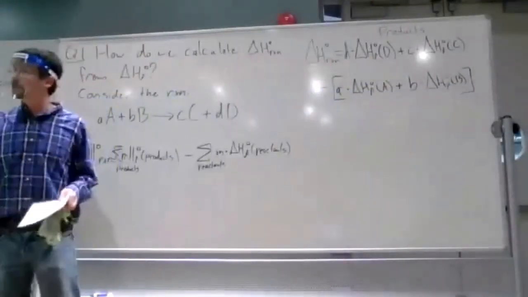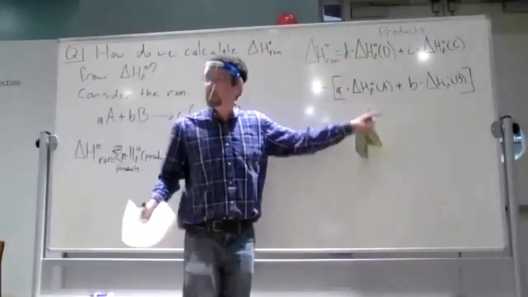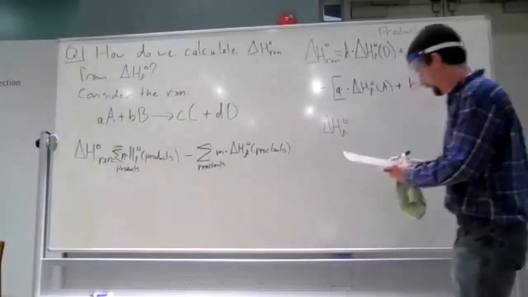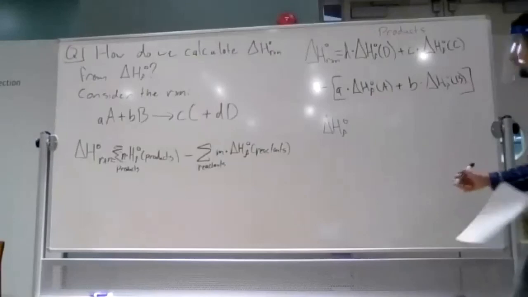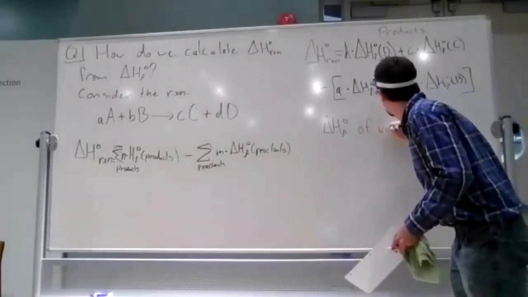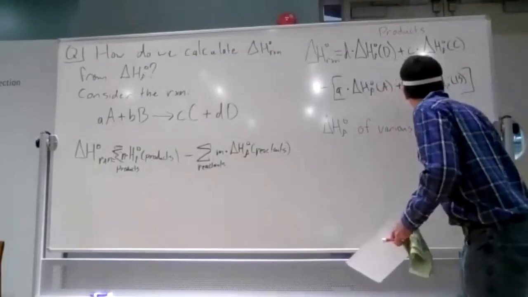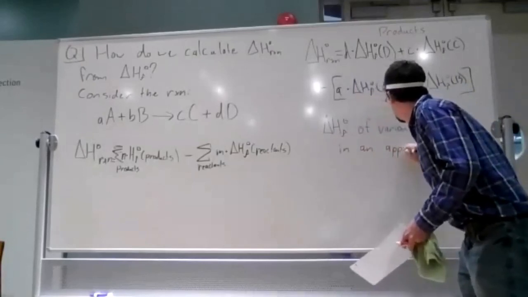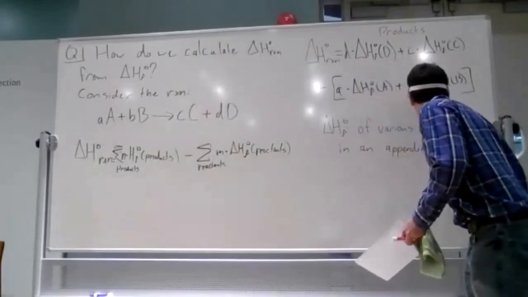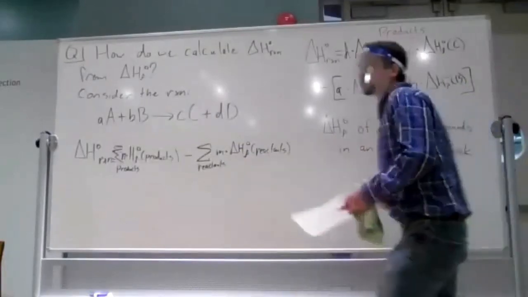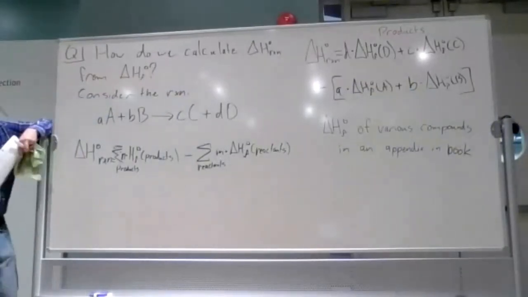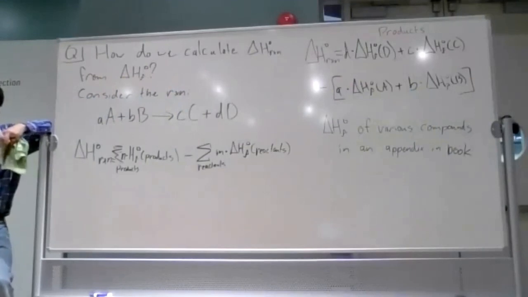Now the cool thing is you have a bunch of these ΔH_f° values. There's a ton of them in the back of your book. ΔH_f° of various compounds is in an appendix in your book. And those are what you should use if we're going to calculate a ΔH of reaction in this case. Okay? All right.